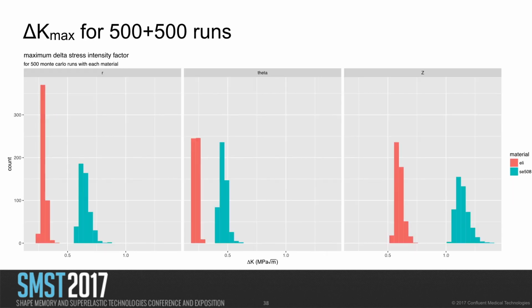All right, so we can now take that information and put it into a histogram, and that kind of boils things down. So we're looking at the maximum delta K now for Eli and SE508 in each of the three directions. And not surprisingly, again, for each of these cases, our delta K for Eli is significantly less than it is for SE508. So that's the kind of thing that we can do with this sort of information.